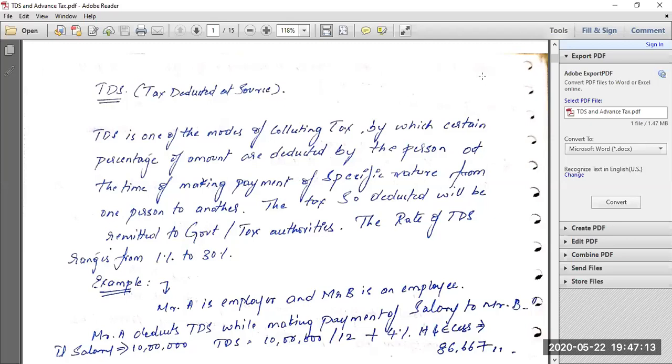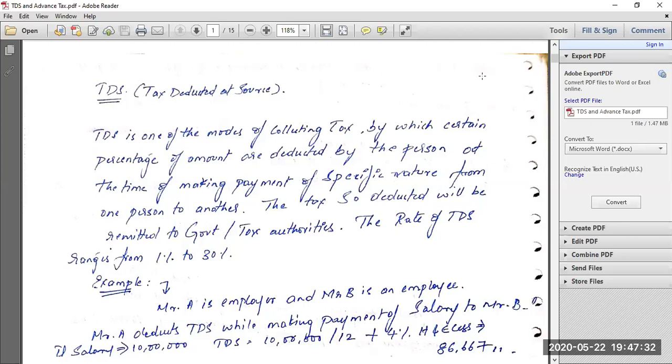Whenever Mr. A is making payment of salary to Mr. B, how much should he pay? He should pay 10 lakh rupees because it is the annual salary. But this entire 10 lakh will not be directly paid to Mr. B. While making payment of this 10 lakh rupees of annual salary, a certain percentage of the amount would be deducted in the form of TDS.